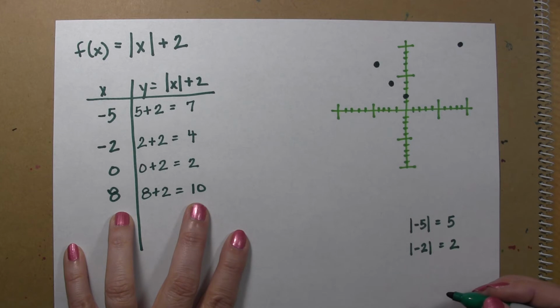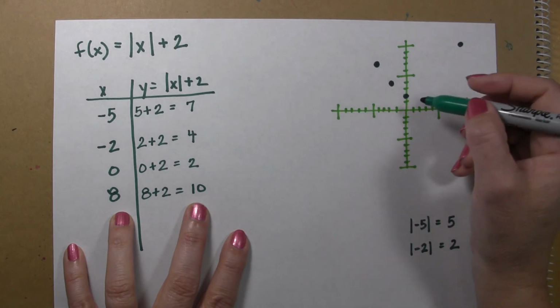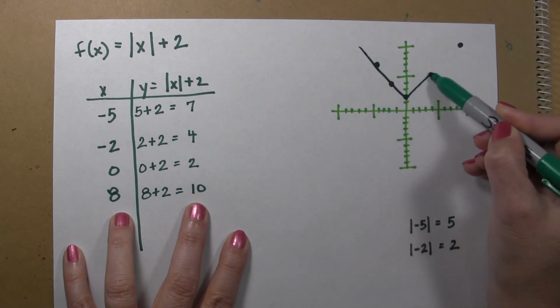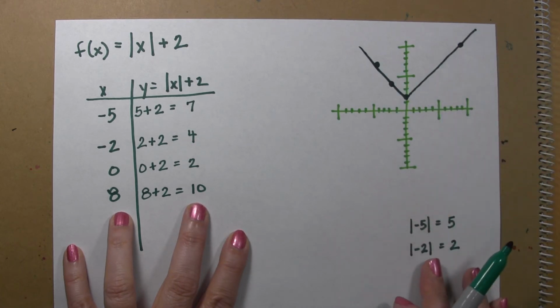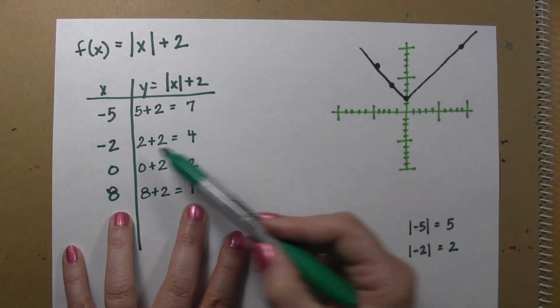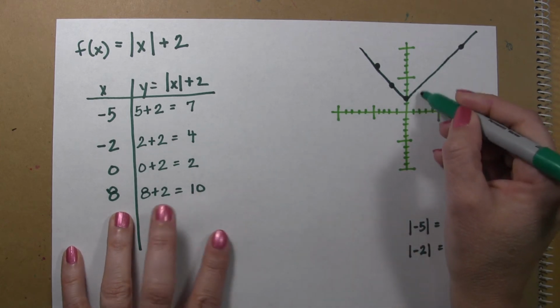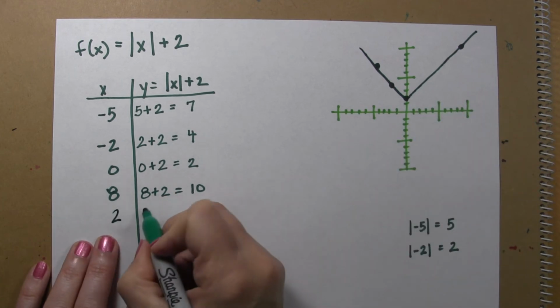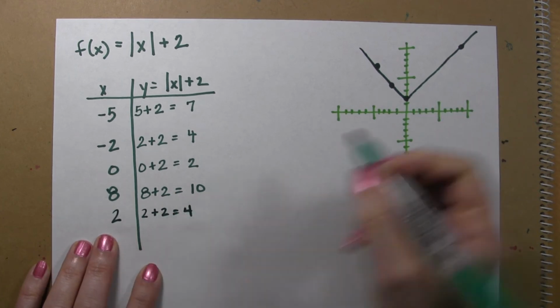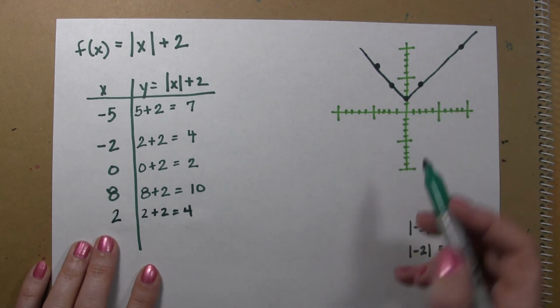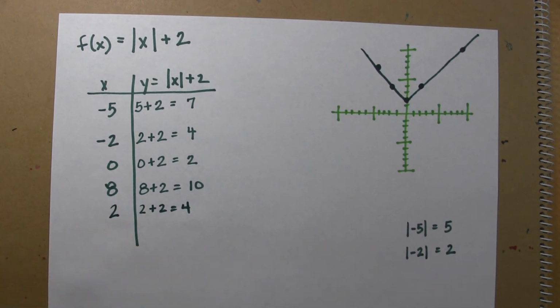Well, I'll tell you what's going on. What's going on is we are going to have a graph that looks like this. And if you don't believe me, you can go ahead and fill out more x's and you'll see that that's exactly what's happening. For instance, if I said, okay, well, what if we make x equals 2? Well, then that would be 2 plus 2 equals 4. And 2 and 4 right there. Okay? So we're going to get this V-shaped graph, and that is going to mean something for us, isn't it?